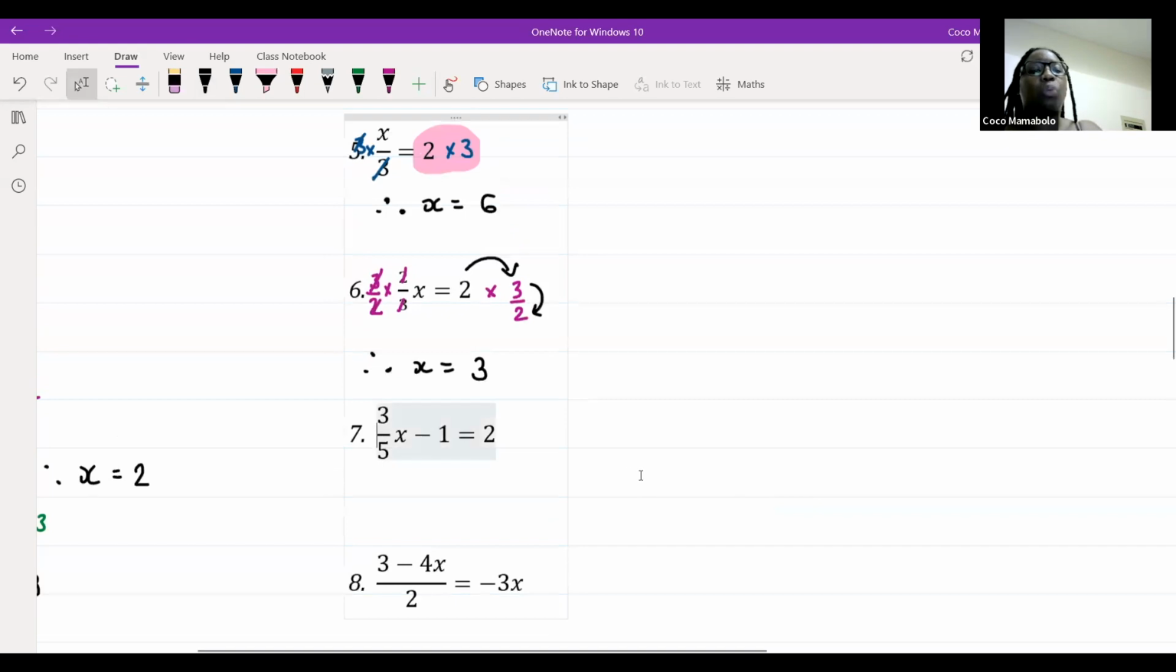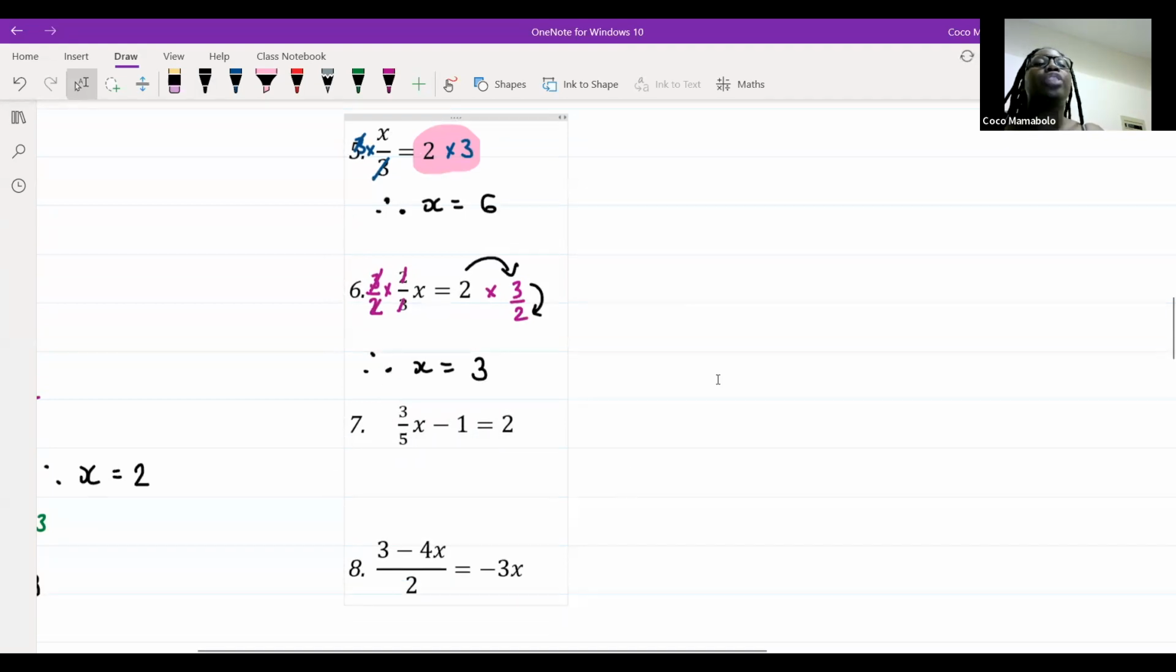Okay, everybody's got 1 minute to do number 7. You can try with whatever method you need. You're either going to do 3 steps or you're going to do 2 steps. Show me which one you choose. And then once you're done, pop your hand up so we can have a conversation.